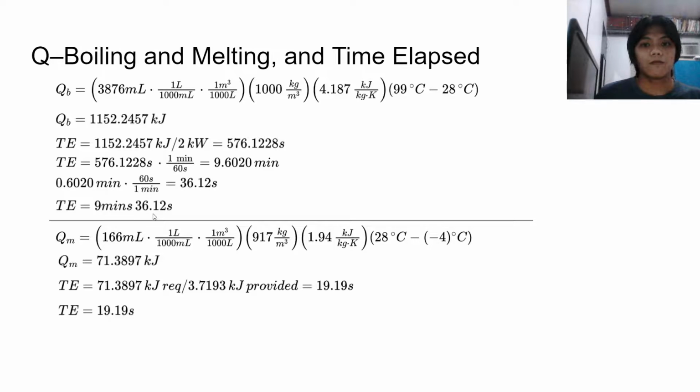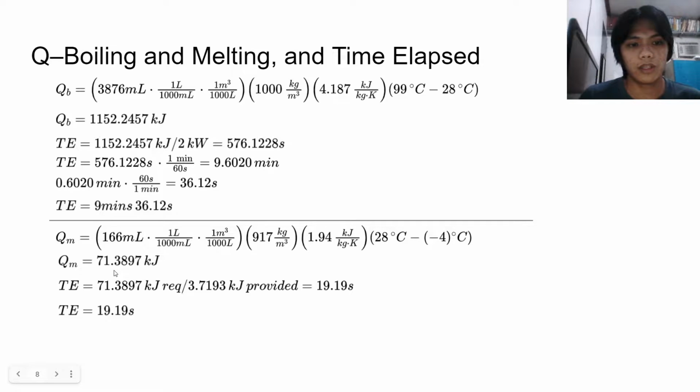So the same is done with the melting. However, this time we replaced the density to be 917 kilograms per cubic meter, since that is the density of ice. And then for the specific heat of ice, it is 1.94, and the temperature difference was from freezing the ice temperature to the room temperature. So these are the values.